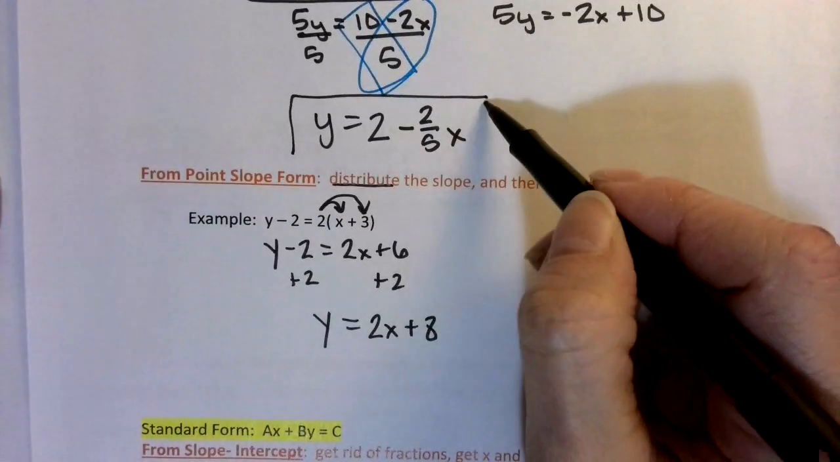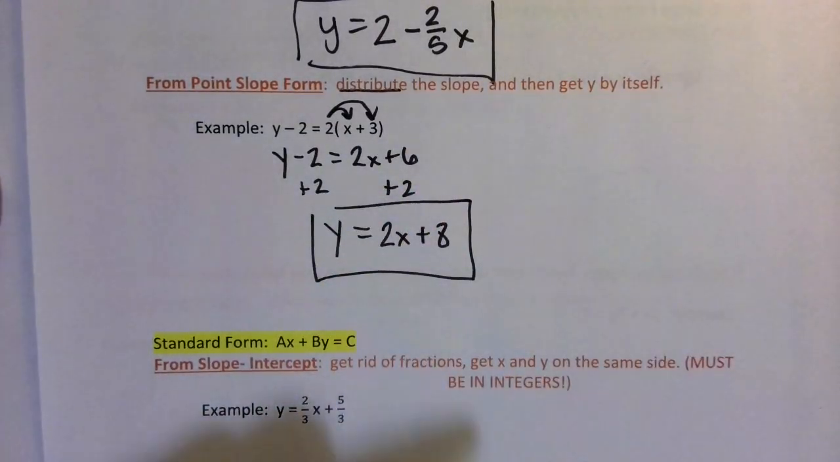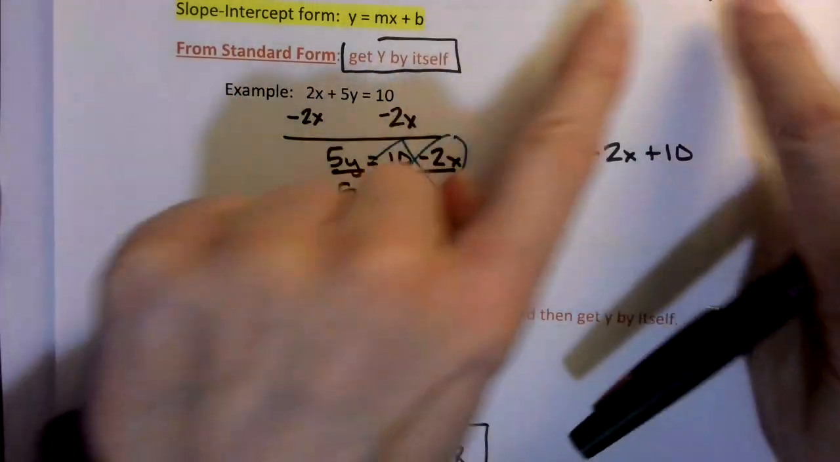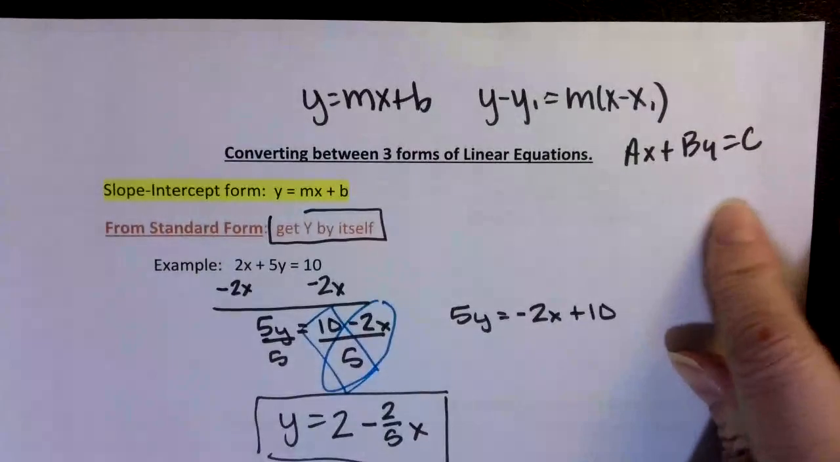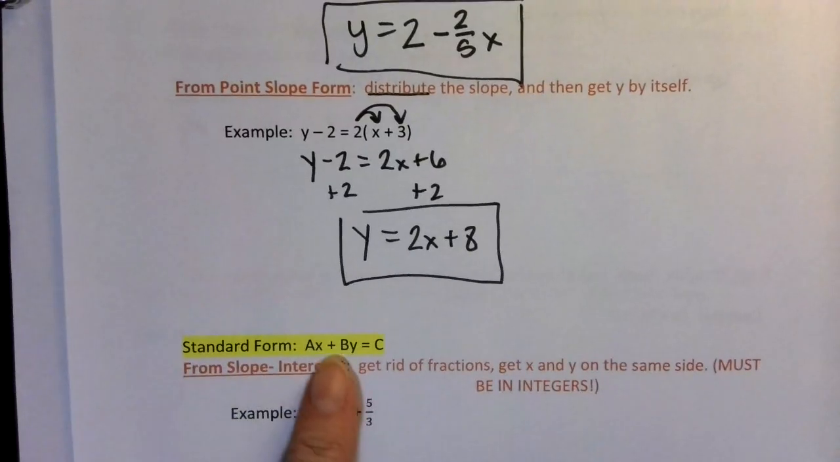I'm going to put a box around the answer up here, and put a box around this one. So there's our first equation. We went from point slope and standard form. We turned these two right here into that one. Now we're going to turn ones into standard form.